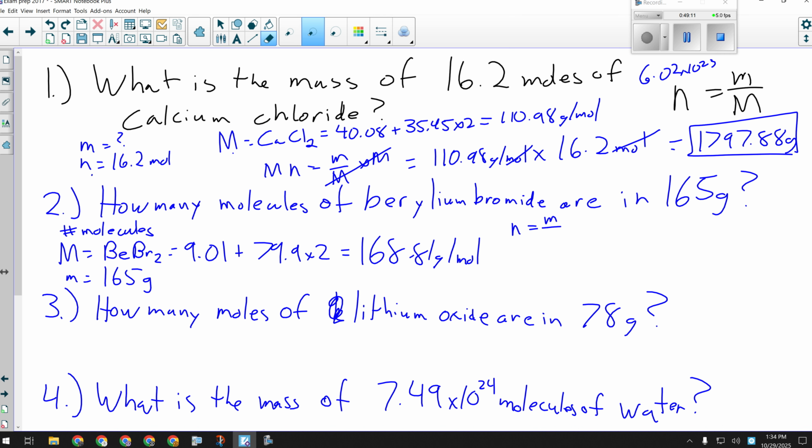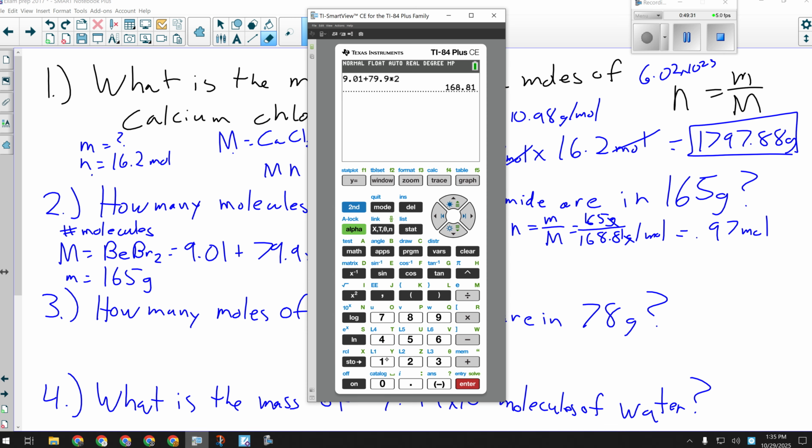N equals little m over big M, so 165 grams divided by 168.81 grams per mole. The grams will cancel. This is about 0.97 moles or something like that. Okay, so 165 divided by that number. Okay, 0.977. I'm just going to write 0.97. I'll use all the decimals that are in my calculator.